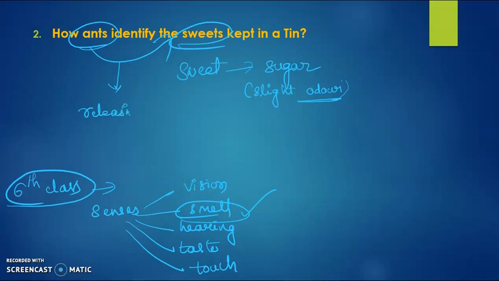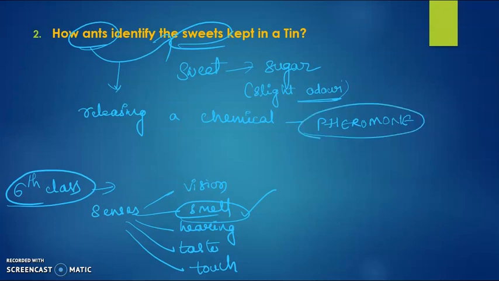By releasing a chemical which is called pheromone. Okay, this is a special chemical that ants release in finding a sweet. So by releasing this chemical, what is the use of it? When an ant finds a sweet, automatically it will transfer the signal to the remaining ants by releasing the chemical called pheromone.